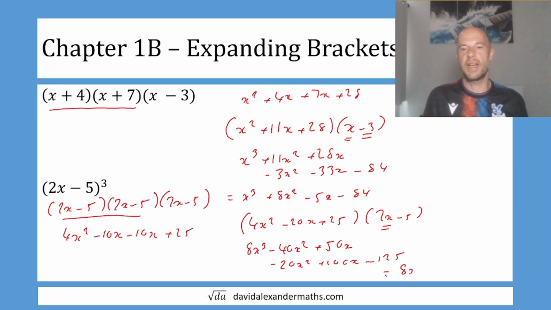And when you tidy this all up, we'll get 8x cubed minus 60x squared plus 150x minus 125, and we are done.